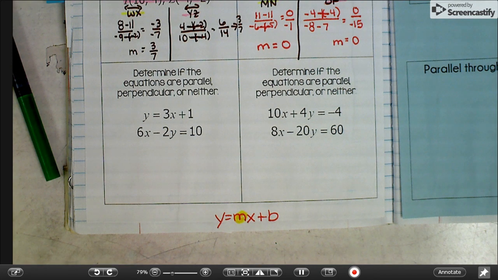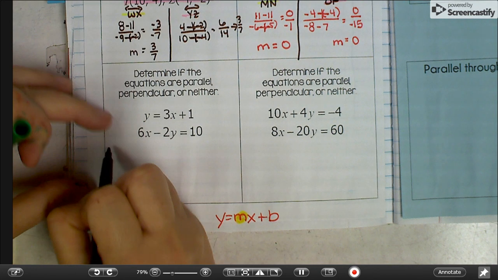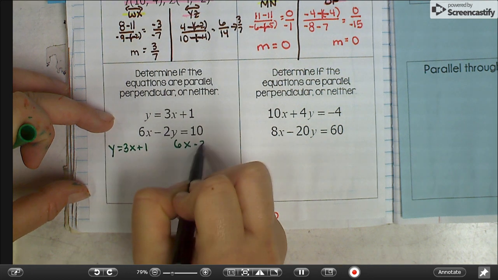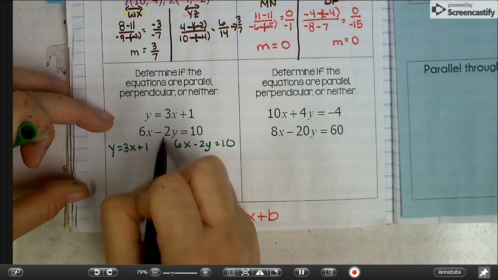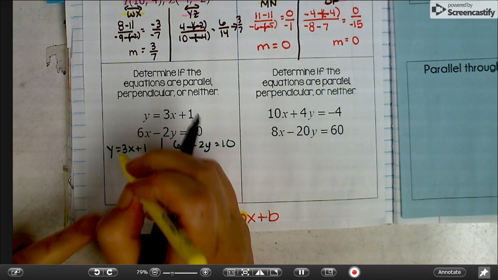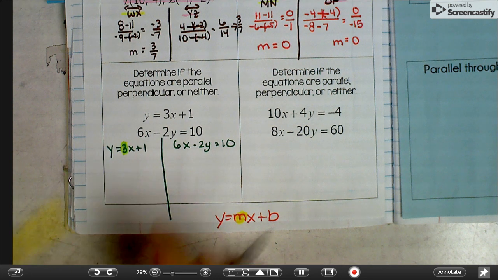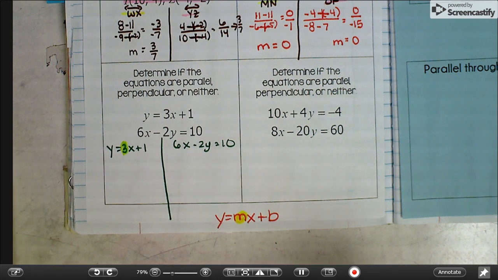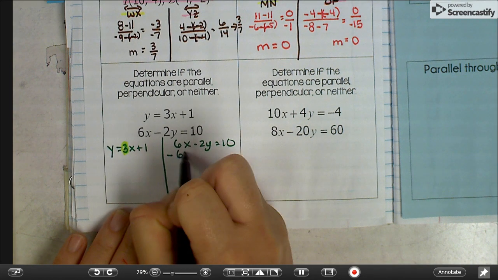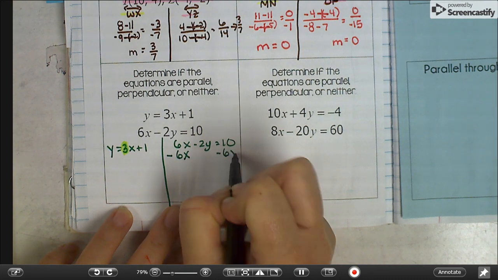So we have two equations. We have y equals 3x plus 1 and 6x minus 2y equals 10. This one is already in slope-intercept form. The slope is 3. This one we need to change from standard form to slope-intercept form. In order to do that, we're going to first subtract the x's. We want to move those to the other side.